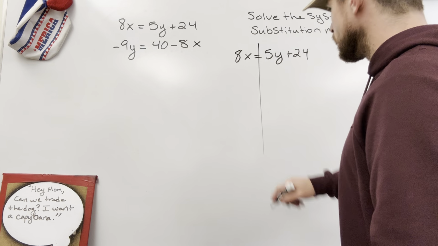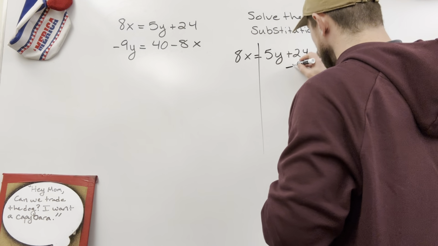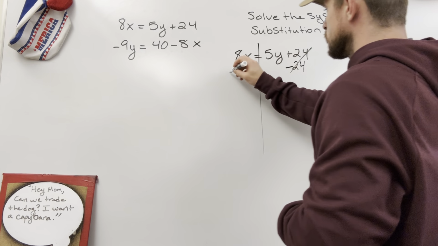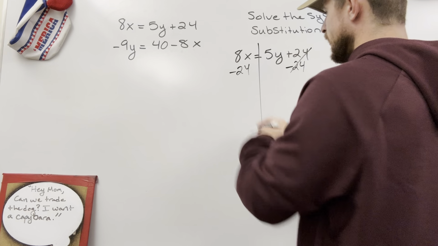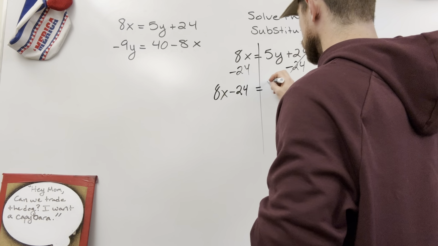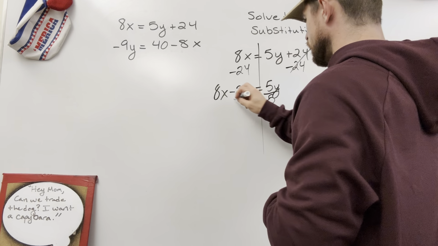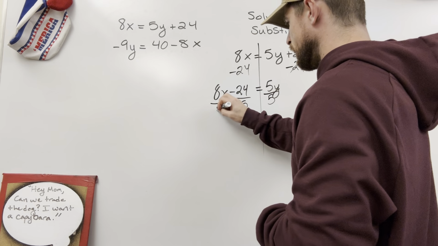We're going to do a line down the middle. I got to get y all alone, so I got to get rid of 24. So we're going to subtract 24. Subtract 24. Now I've got 8x minus 24 equals 5y. I'm going to divide by 5, divide by 5, divide by 5.